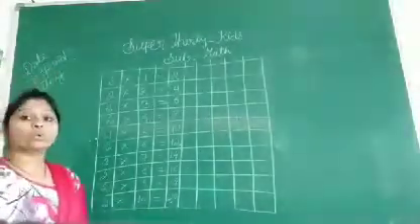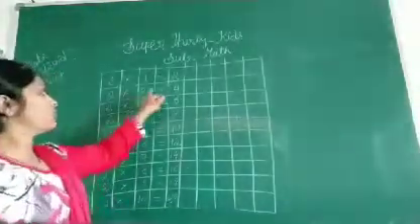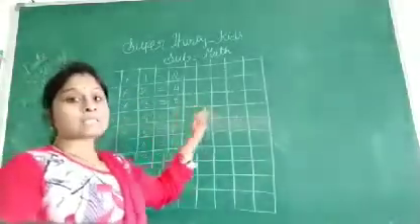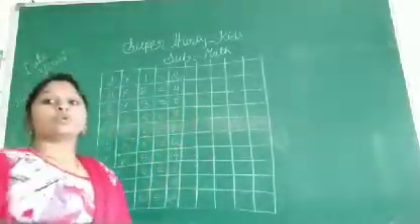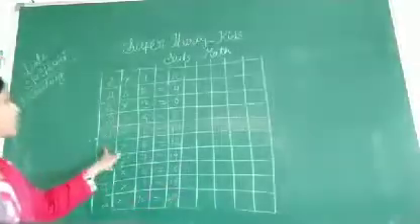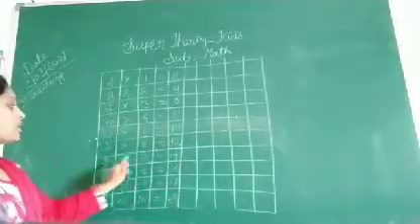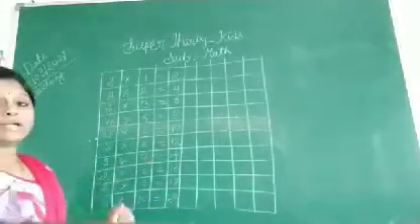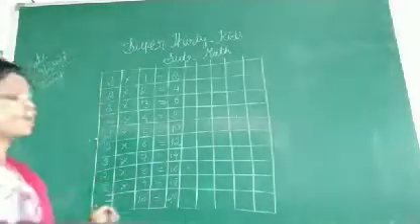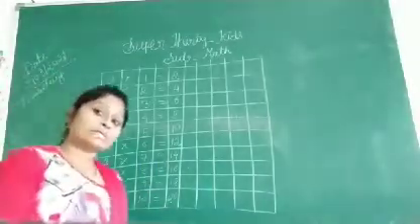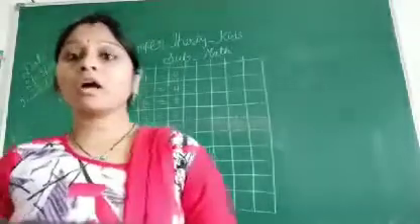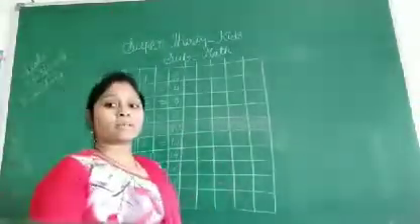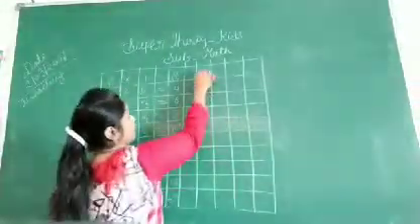2 ones are 2, 2 twos are 4, 2 threes are 6, 2 fours are 8, 2 fives are 10, 2 sixes are 12, 2 sevens are 14, 2 eights are 16, 2 nines are 18, and 2 tens are 20. Now, next table, 3.